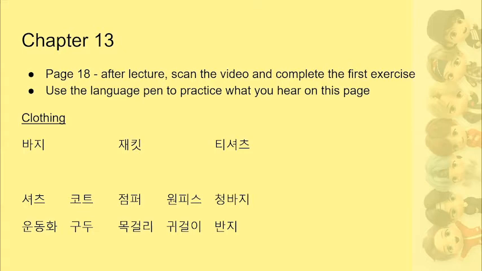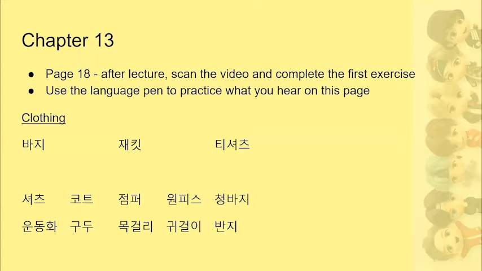Next we have one piece. So it's like one piece, but it's really just referring to a dress. And then next is 청바지. So blue jeans or just jeans. The next row, 운동화 for sneakers. Next we have 구두. So this is just translated on the language pen as shoes. I remember learning it as dress shoes or high heels.